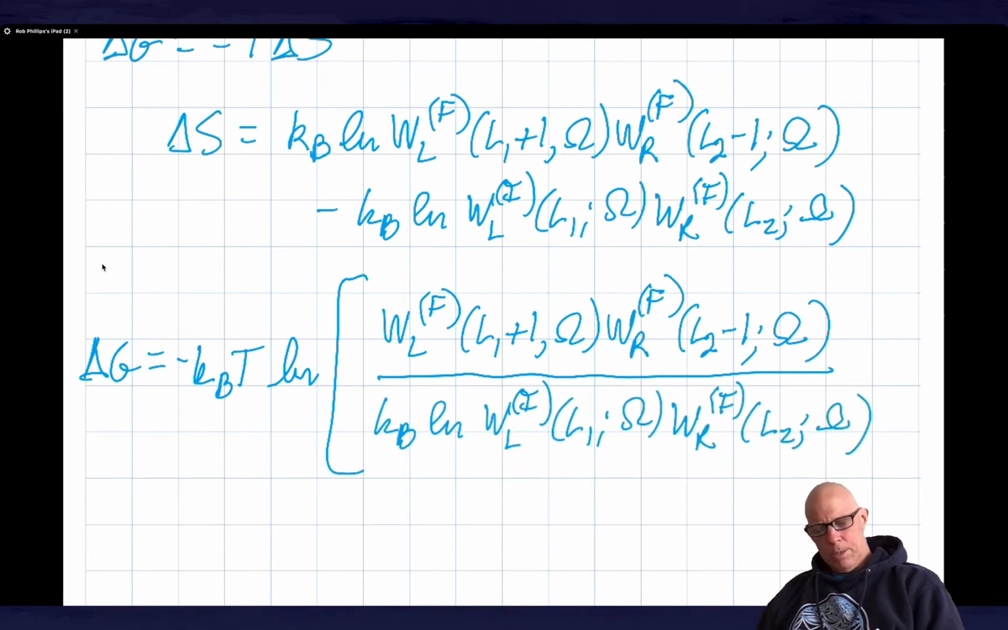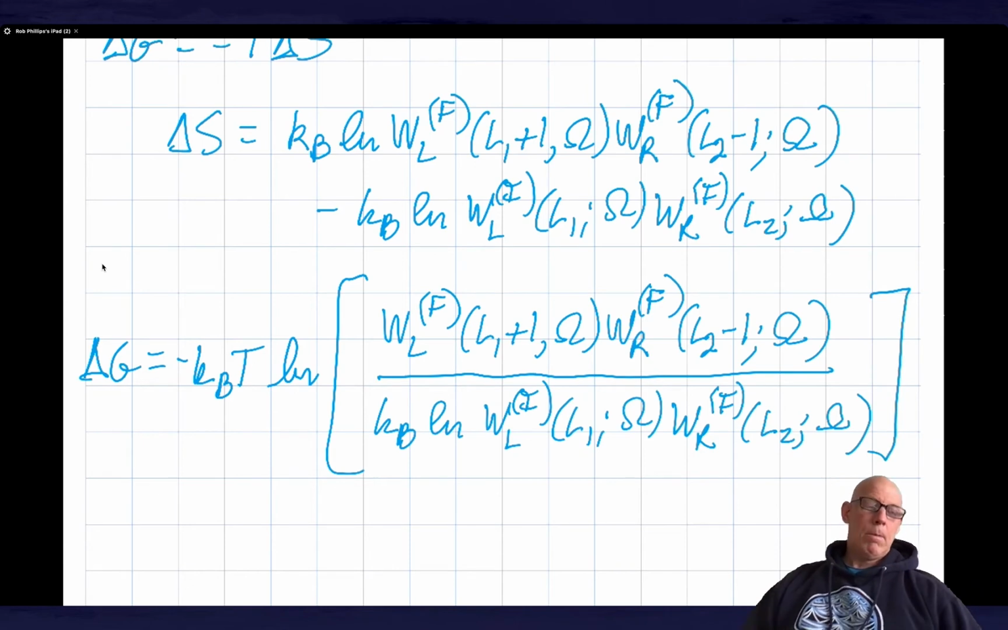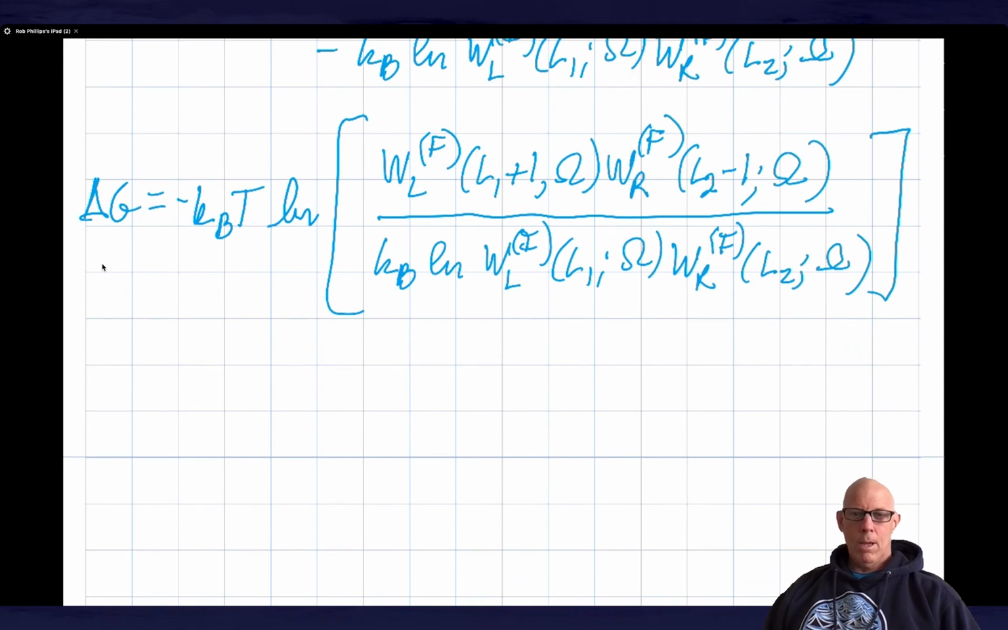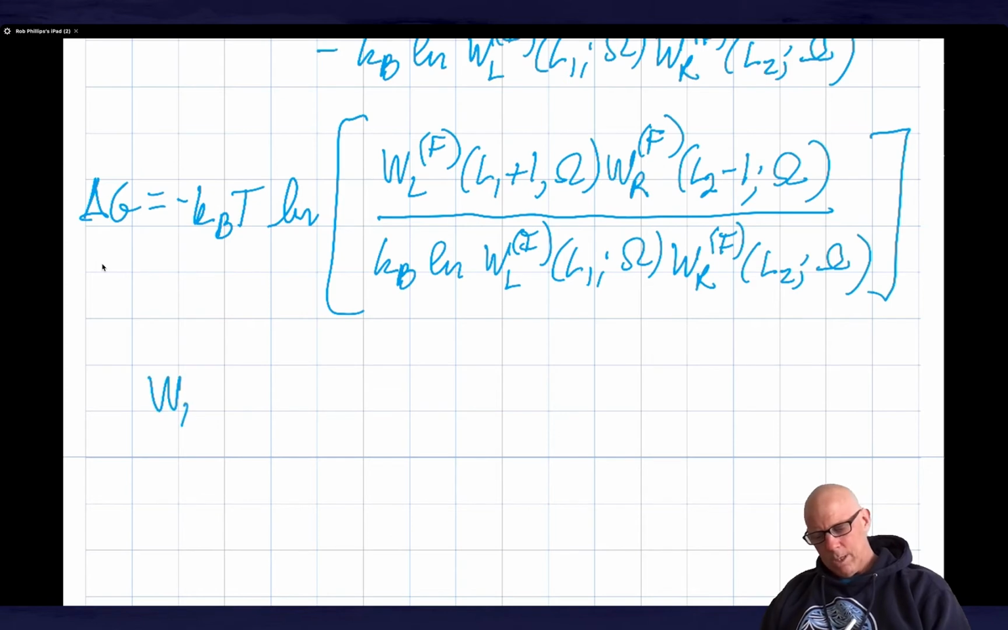So that's the entropy change. It's just given basically by the ratio of the number of states that are available to the system. And now it comes time to actually write what we have in mind. So what is W left initial?